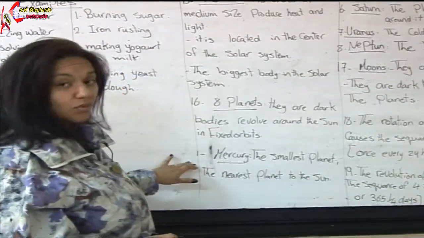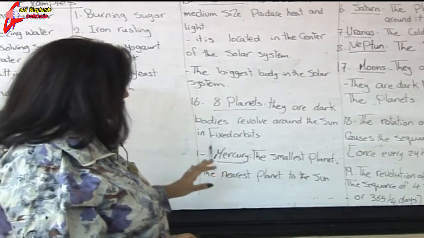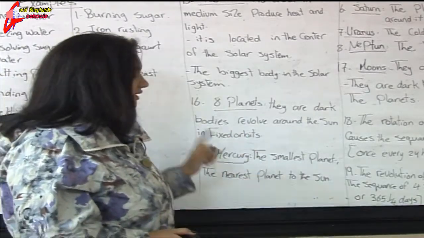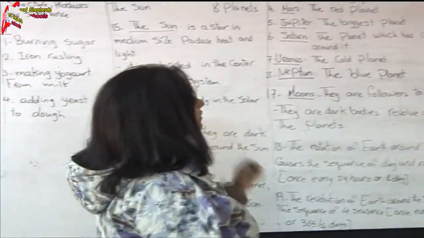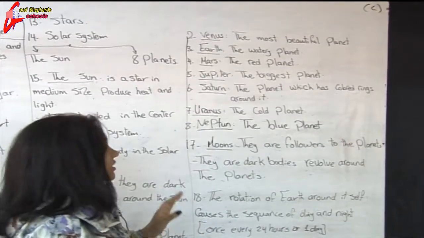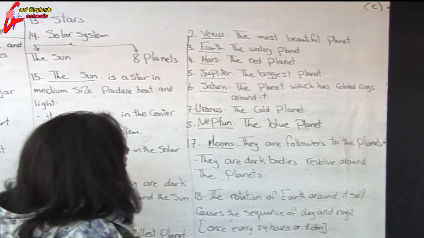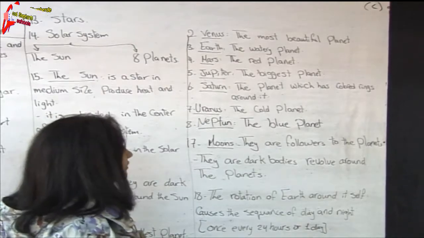Mercury is the smallest and the nearest planet to the sun. So Mercury is the nearest and the smallest planet to the sun. Venus is the most beautiful planet. Earth is the watery planet because it consists of water. Mars is the red planet because its rock contains iron.